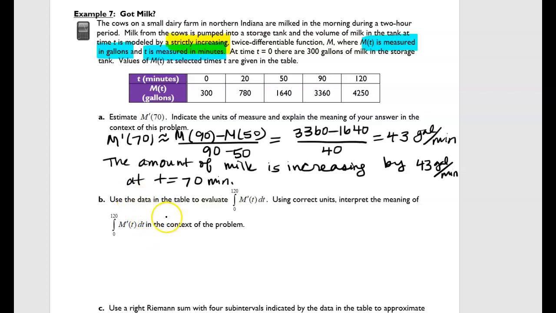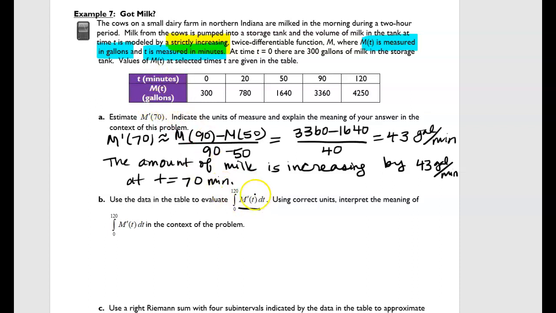Part B asks me to use the data in the table to evaluate the integral from 0 to 120 of m prime of t dt. Using correct units, interpret the meaning of this in the context of the problem. Now, you have to pay attention to what you're given versus what you're trying to integrate, because then you will handle these problems differently. Here, I'm integrating m prime. I do not have m prime, I have m.